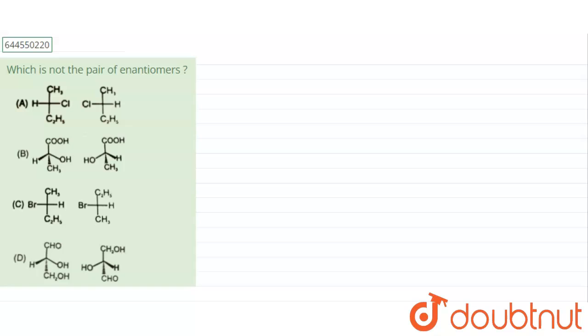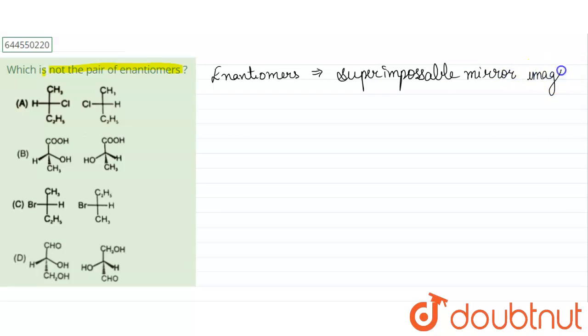Hello, students. So in this question, they have asked which of the following are not the pair of enantiomers. The very first thing: enantiomers are those isomers which are non-superimposable mirror images, the same half of each other.